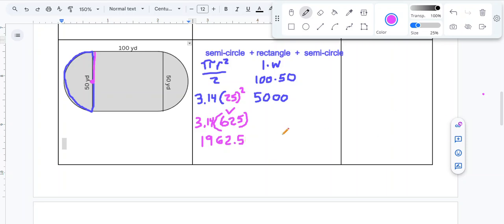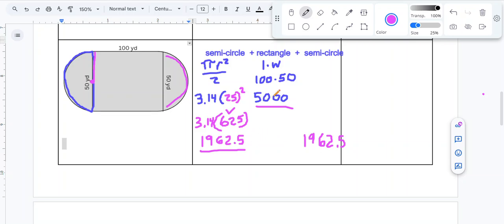Okay, so I found the area of the rectangle. That's the 5,000. I found the area of one semicircle. That's 1,962 and 5/10, or 1,962.5, right? And I have another semicircle. I don't have to find this other semicircle, though, because this semicircle over here is the same shape as this one. It has the same radius, right? So I know that this one is also 1,962.5. I don't have to do all that work again, right?